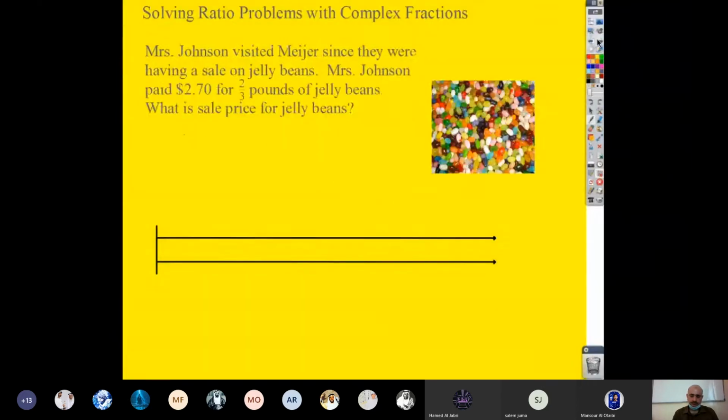All right, let's do one more. Mrs. Johnson visited Meijer since they were having a sale on jelly beans. Mrs. Johnson paid $2.70 for 2/3 pounds of jelly beans. What is the sale price for jelly beans? In this case, the sale price is what we're trying to find. So we know dollars and we know pounds.